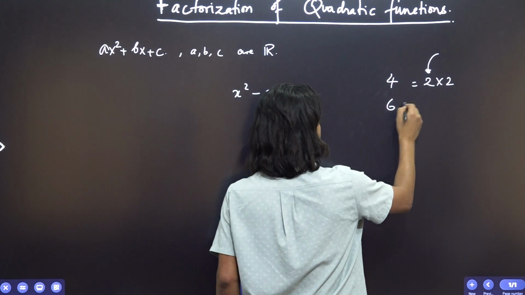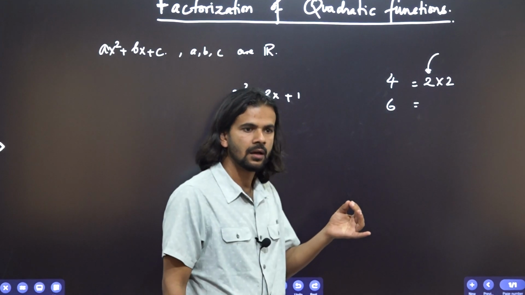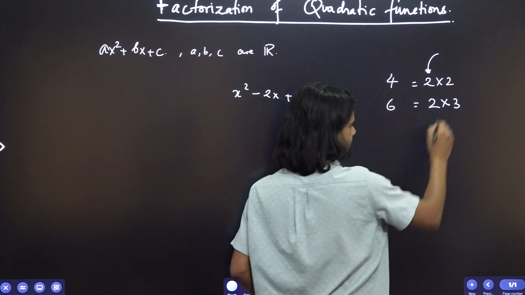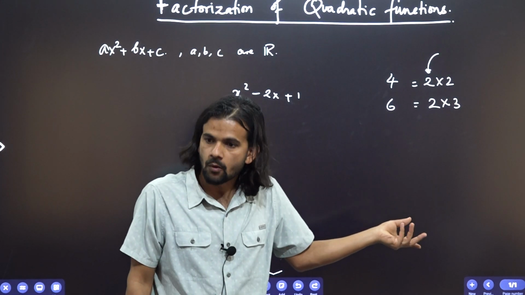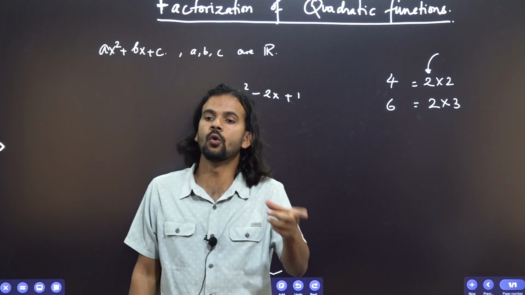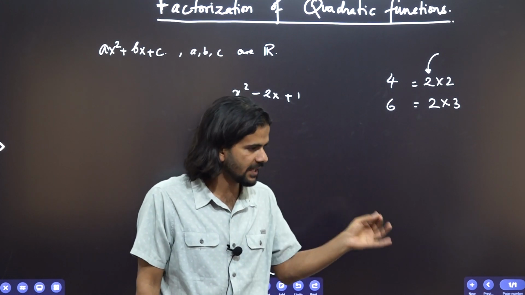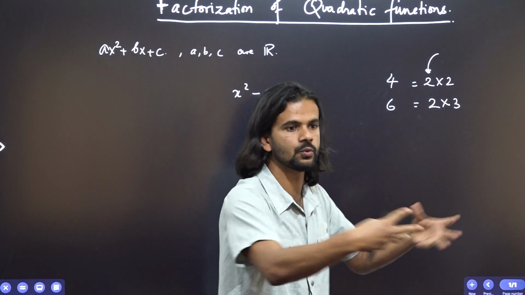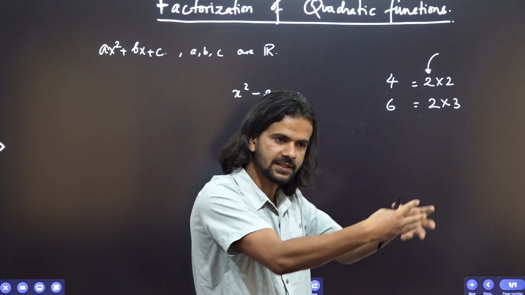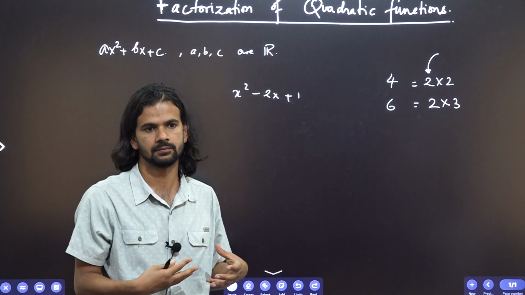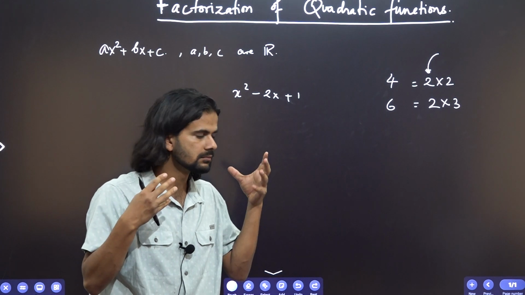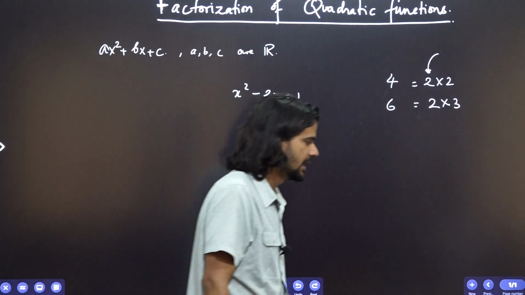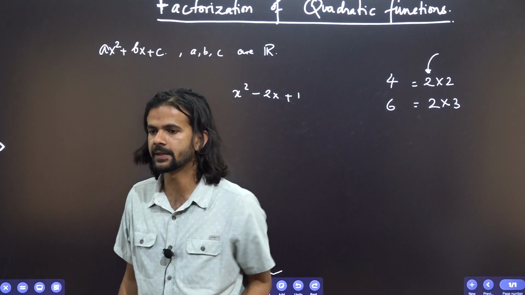Similarly, 6. What are the factors of 6? The factorization of 6 is 2 times 3. What are the factors? 2 and 3, right? If you find the product of 2 and 3, you get 6, right? So, this is factorization of numbers, and we have done it in class 4, 5, 6 and so on. But how about if I give you, let's say, an algebraic expression?